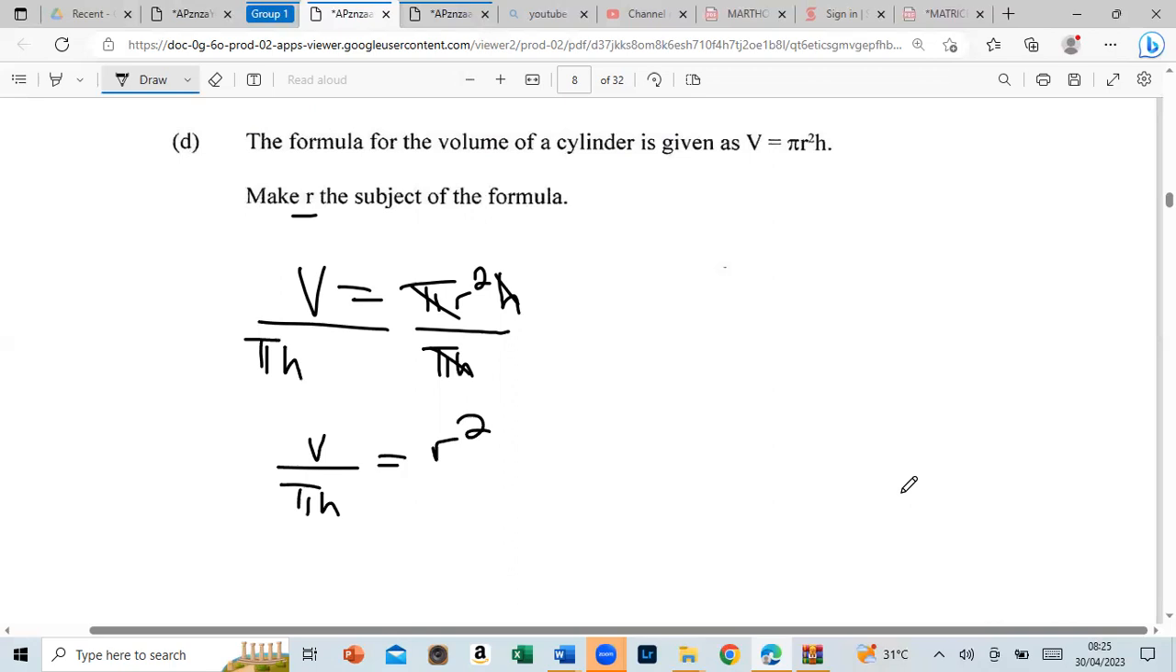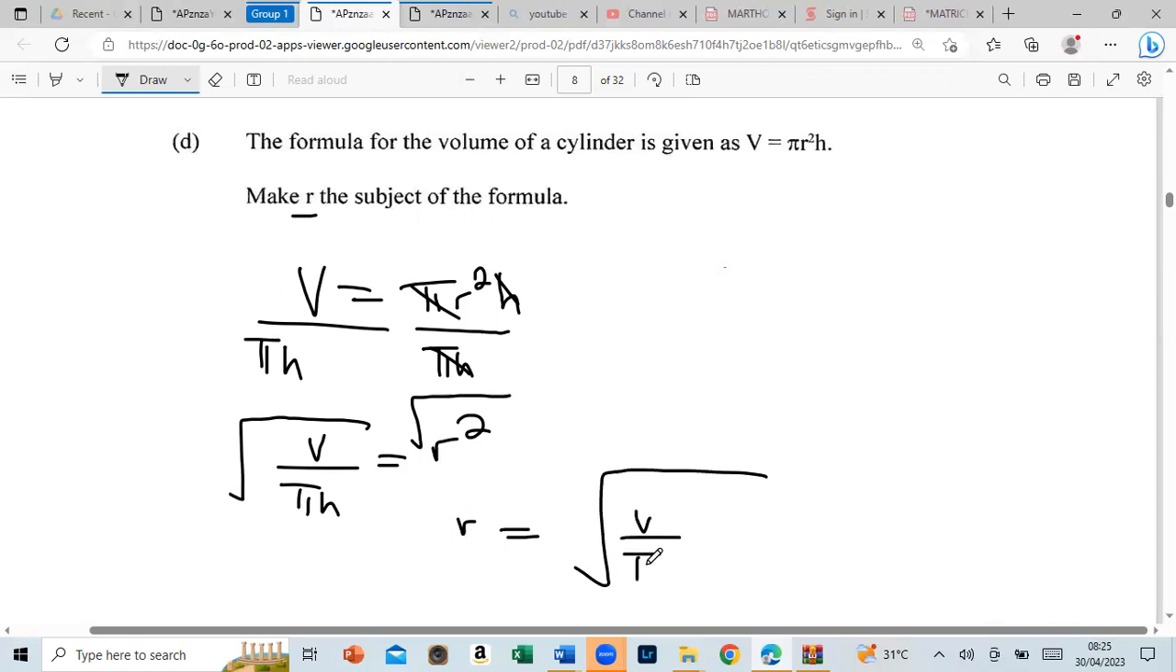All right. So the inverse of r squared is the square root, right? So this is going to leave r. So the final answer would be r equals the square root of V over pi h. And that would be our final answer. So that's how we find the radius.